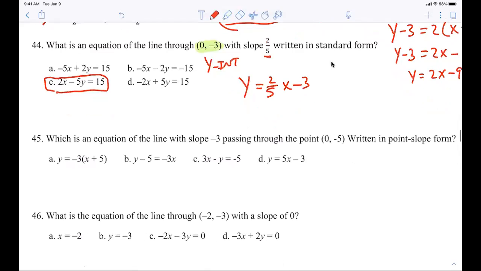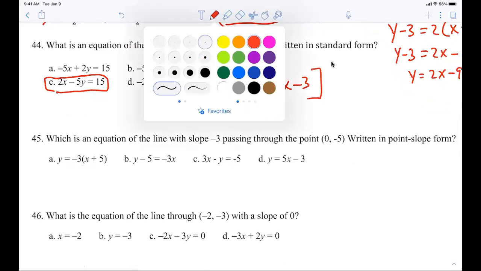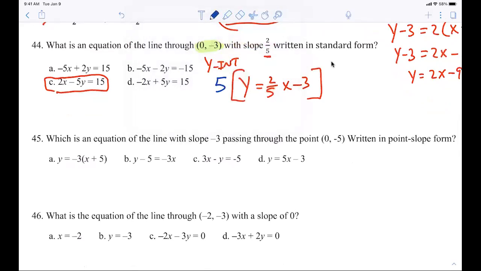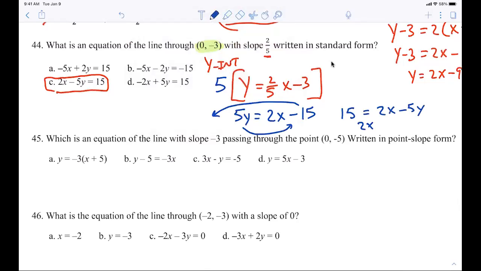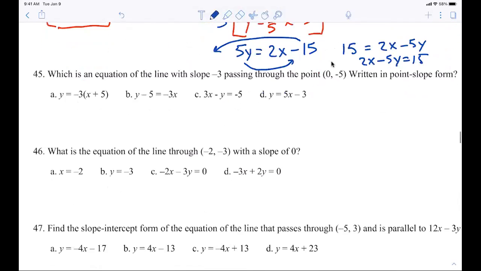Now you're not allowed to have fractions. So I need to multiply everything through by 5. 5 times y. 2/5 times 5 is, and then 5 times negative 3. Now we want the x and y on the same side, and I want the x to be positive. So I'm going to bring the y over here. I'm going to move the 15 over here. So it's going to be 15 equals 2x minus 5y, and then just write 2x minus 5y equals 15. All right. But that was easy if you just remembered the rules. X can't be negative.